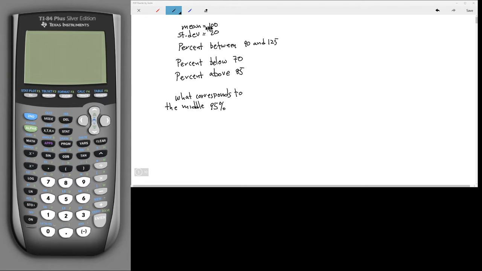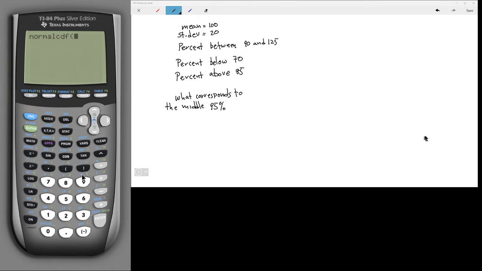So if I have a problem where the mean is 100 and the standard deviation is 20, I could be asked any of these types of questions here. The first one is I need the percent that falls between 90 and 125. All right, so we go over here, second, vars, and the distribution that you want is normal CDF. So I go down to normal CDF. Now, the way that I have to put the information in is lower bound, upper bound, mean, standard deviation.